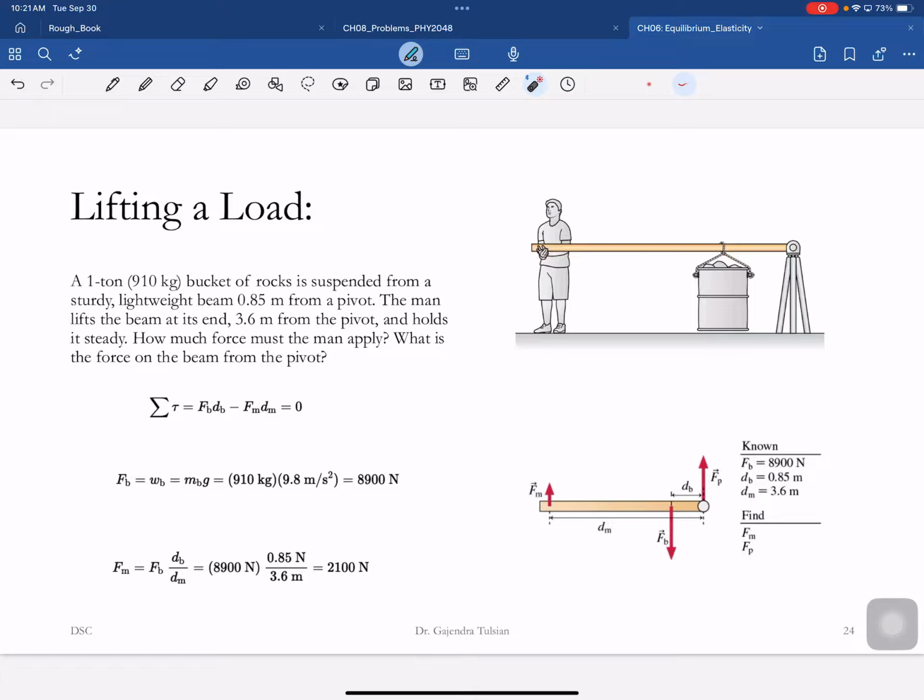So this is the weight of the bucket. Since it's rotating counterclockwise, that's positive. Weight of the bucket times this distance, and this is the force that the man is applying, and D is this distance.